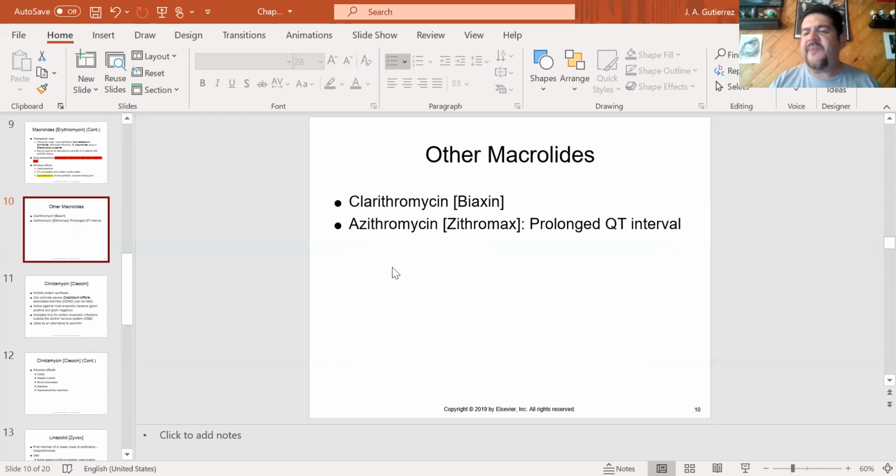Usually they call it the Z-Pak. That's the most common presentation of azithromycin. The Z-Pak, Zithromax, so it's a Z-Pak, and usually it's taken once daily for 4 to 5 days.